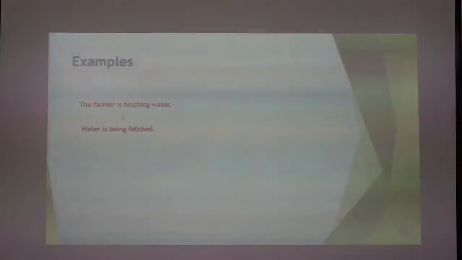We have more examples of how to turn the active into the passive. The farmer is fetching water. The farmer is our subject. Is is our form of the verb to be. And then fetching is our verb which we are going to turn into the past participle. And then we have water. So water comes at the beginning as the subject. Water is being fetched. Is being is our form of the verb to be, and then fetched is the past participle of fetching.